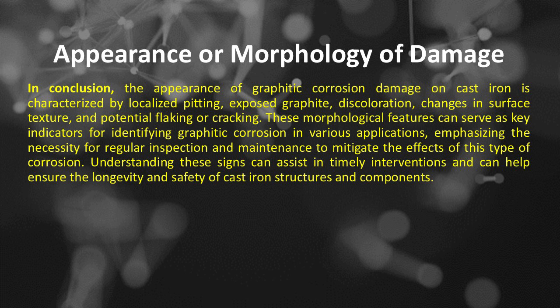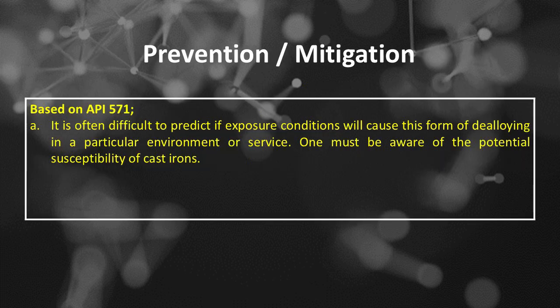These morphological features can serve as key indicators for identifying graphitic corrosion in various applications, emphasizing the necessity for regular inspection and maintenance to mitigate the effects of this type of corrosion. Understanding these signs can assist in timely interventions and can help ensure the longevity and safety of cast iron structures and components. Graphitic corrosion prevention and mitigation method based on API 571, Number A.